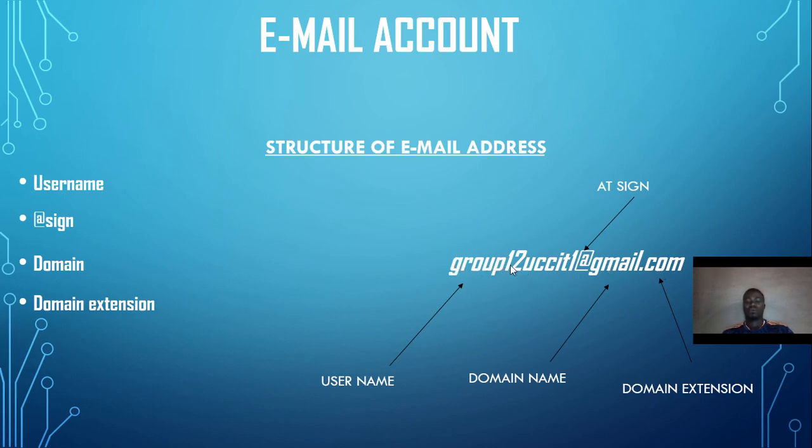For instance, say group12uccit1@gmail.com. Looking at it, you can see that we have group12uccit1 as the username of the email. So the email must have a username here. And before or after the username, you need to have the @ sign. This is the @ sign. And the domain name: the domain is the email service that is giving you permission or giving you the account. And after the domain name, you must bring your dot. Then here, this is the domain extension.